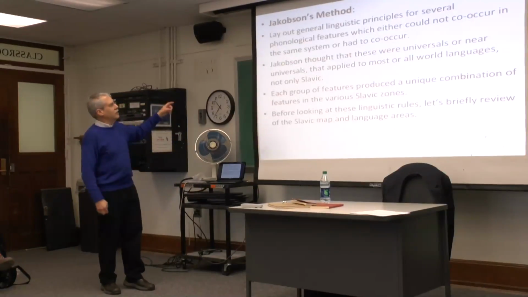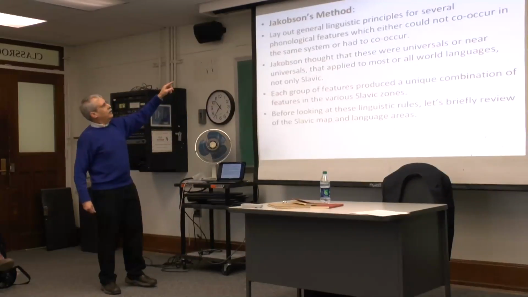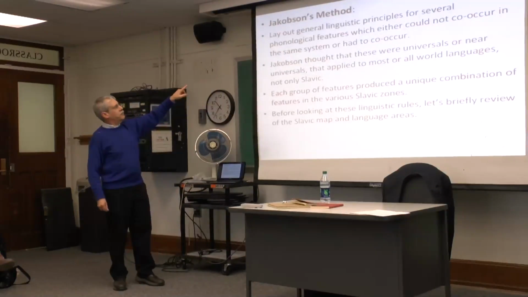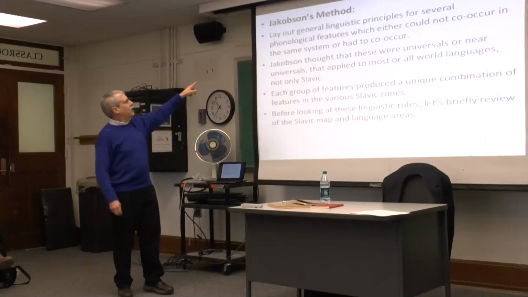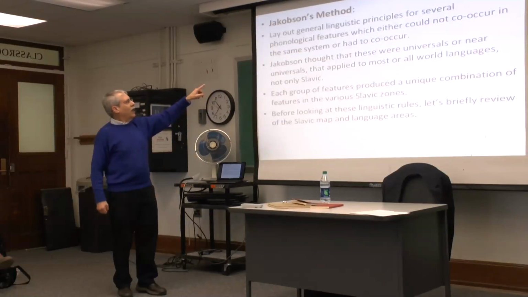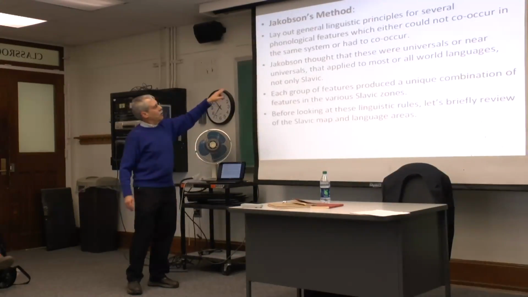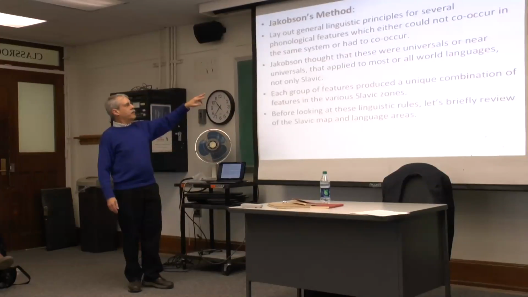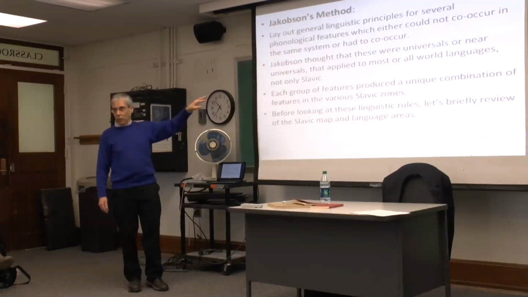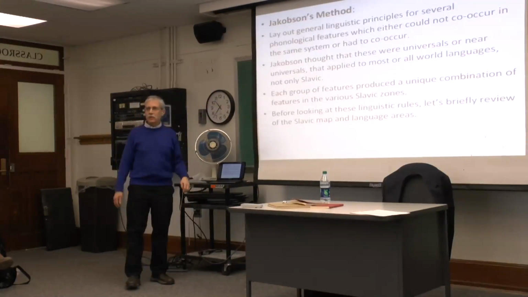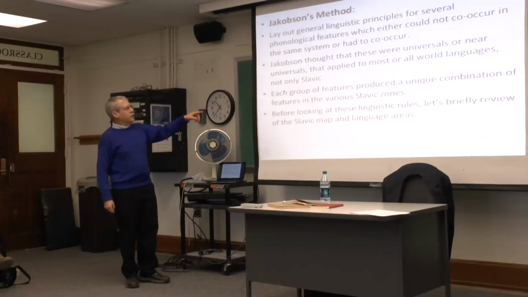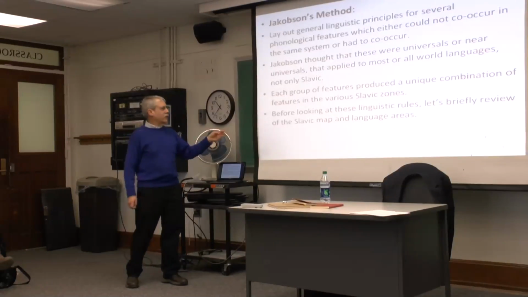We'll get into some of those details at this time. So he wanted to lay out some general principles, several phonological features, which could not co-occur in the same system, or had to co-occur. Some have to go together, some never could go together. And so Jakobson thought these were universals, or near universals, and applied to almost all world languages, not just Slavic. Each group of features produced a unique combination of features in the various Slavic zones.